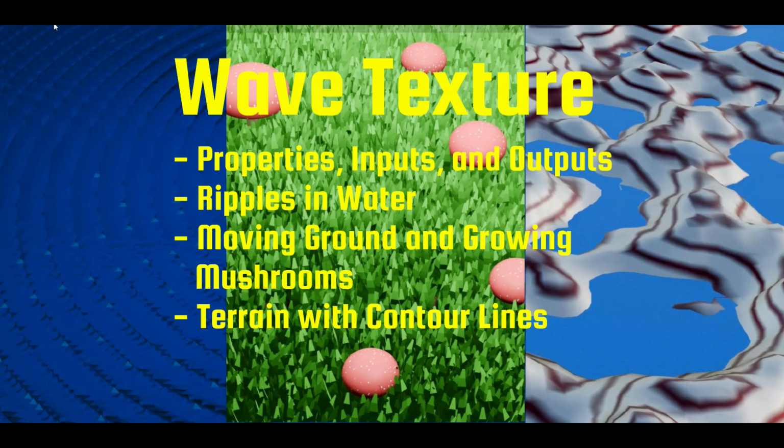We'll create an infinite ripple in a water-like material. We'll use the texture to create a rolling field of mushrooms that scale with the wave texture. And we'll wrap up by creating an animated terrain with contour lines that use the wave texture in our shader editor. So let's get into it.